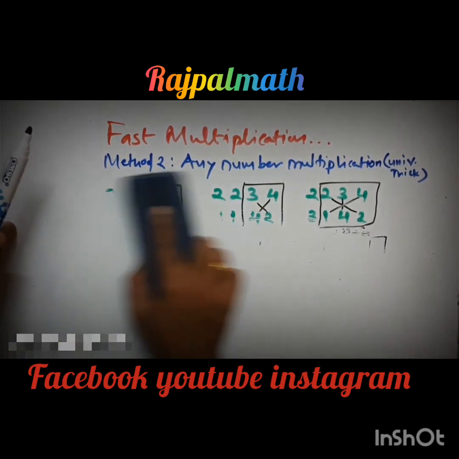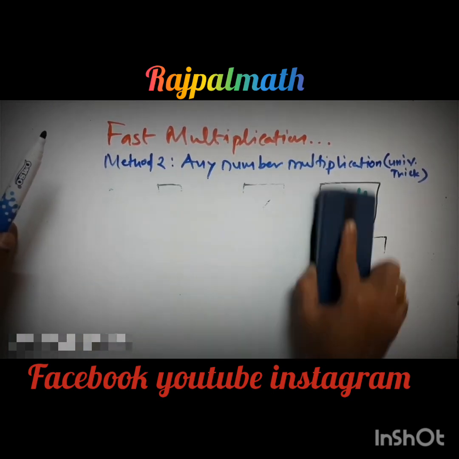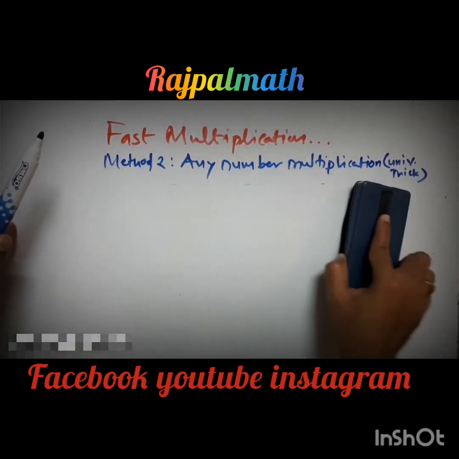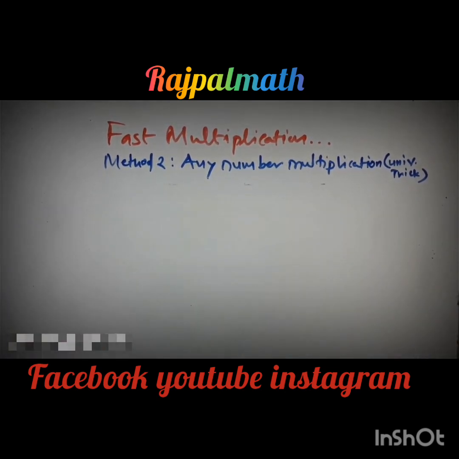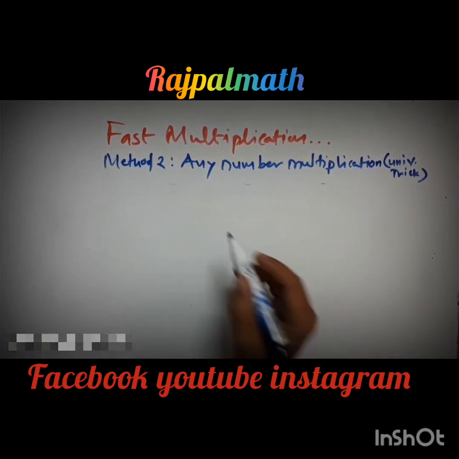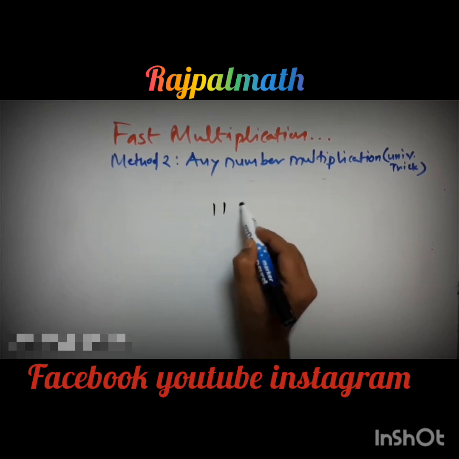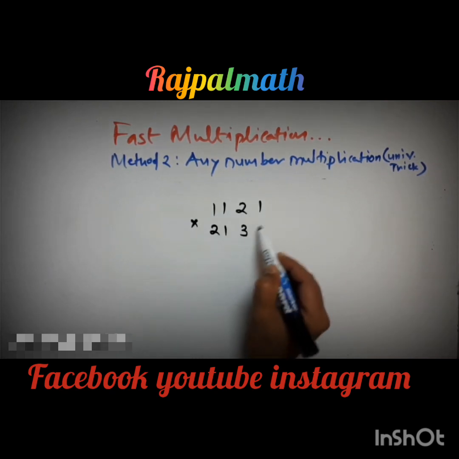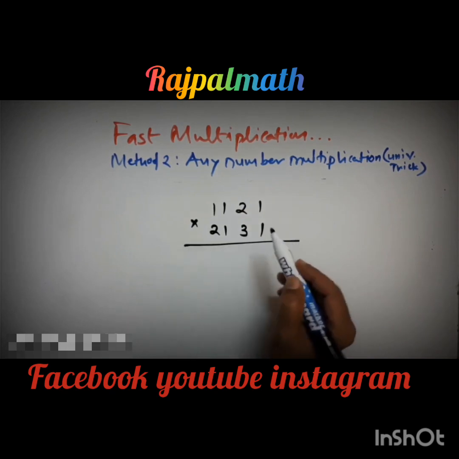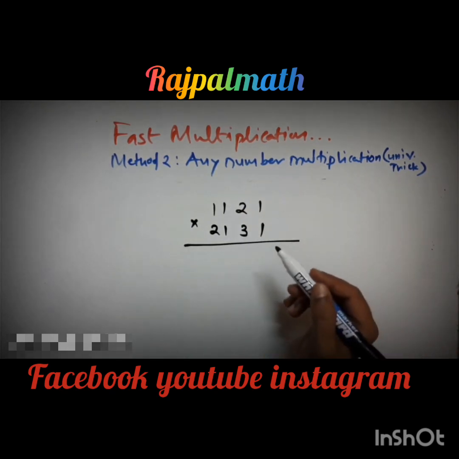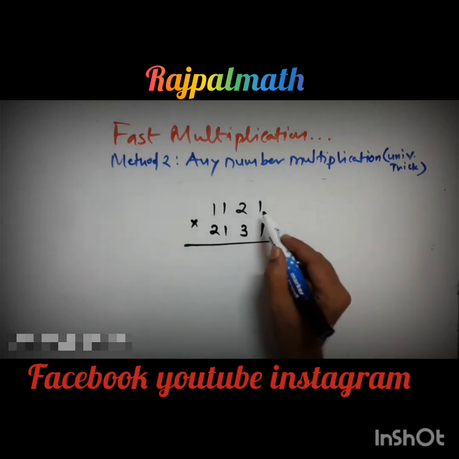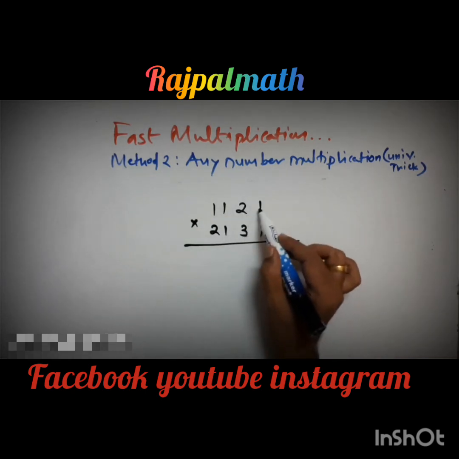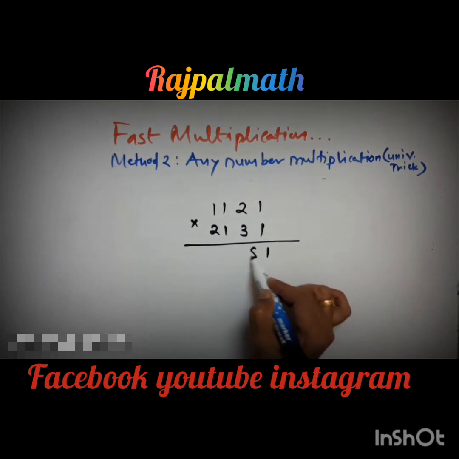Now we are going to multiply a complex number again. However, we will not make these boxes. These boxes will be imaginary. You have to make these boxes in mind. 1121 into 2131. So here I'm not going to make any boxes. I'll simply start writing my answer. So 1 into 1 is 1. 2 into 1 is 2 plus 3 into 1 is 3. 2 plus 3 is 5.